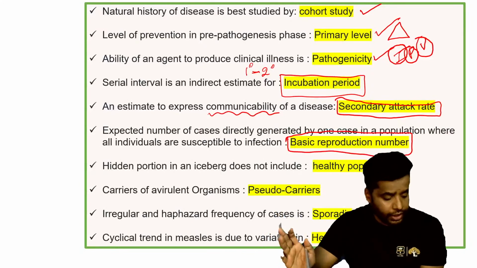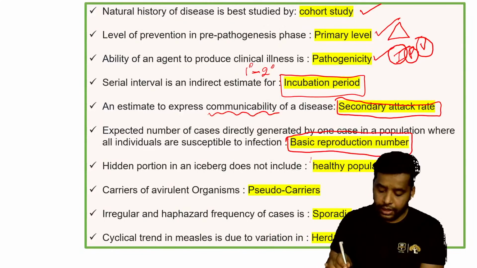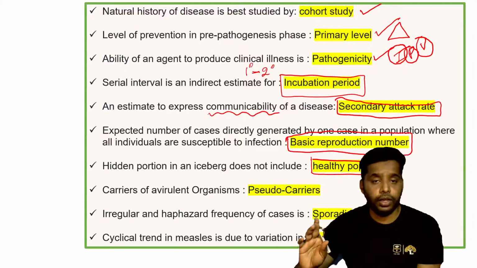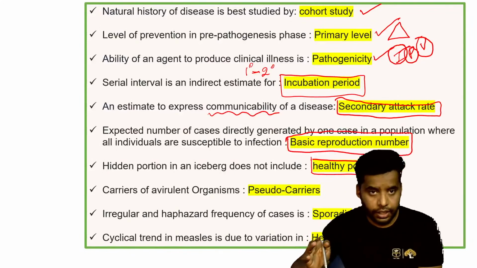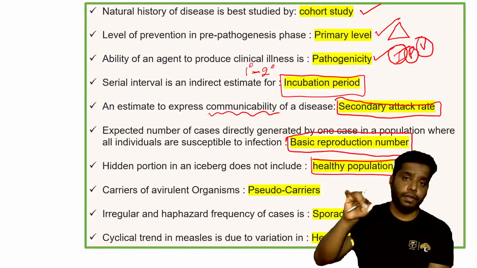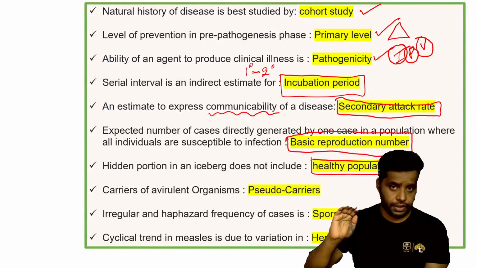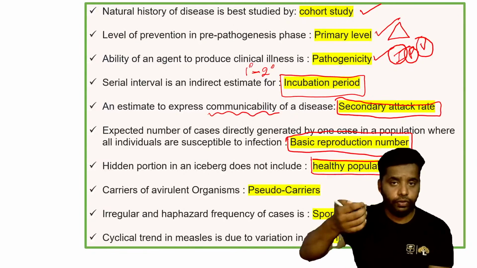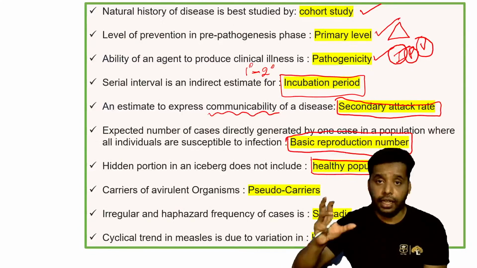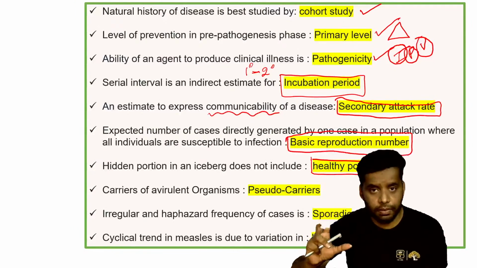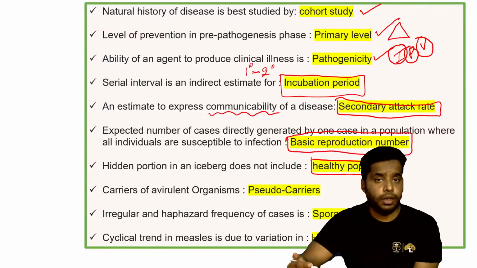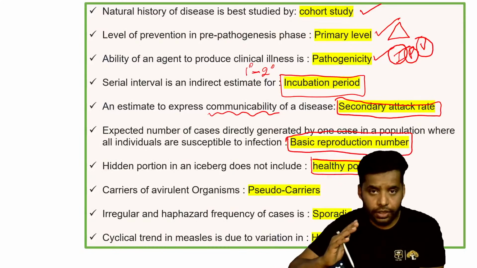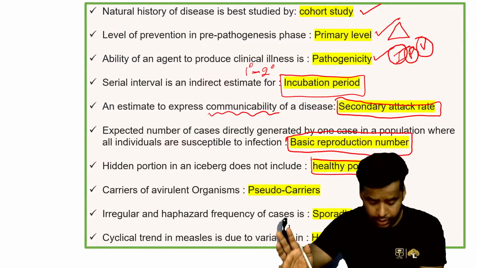Hidden portion of an iceberg will not include healthy population. Remember, iceberg phenomenon is commenting on illness which is detected and illness which is not detected. That line of separation is between apparent and inapparent illness. Illness which is easy to detect, illness which is not detected. Illness not detected will come under submerged portion, like latent infection, carriers, subclinical infection. So it has nothing to do with healthy population.